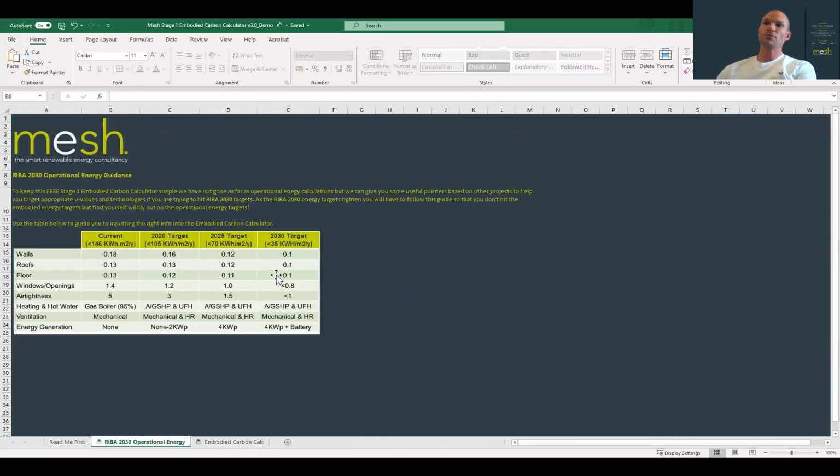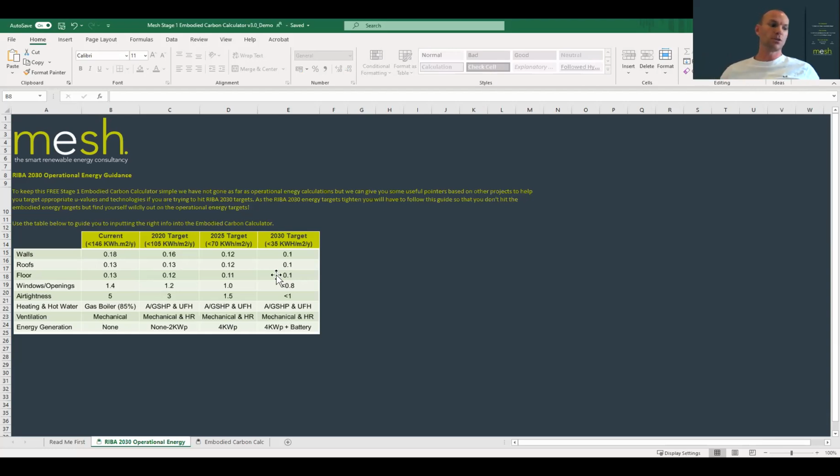And the second tab that we've got here draws your attention to the fact that when you're calculating embodied carbon, the way that the building performs from an operational energy point of view with respect to RIBA 2030 targets is being affected at the same time.